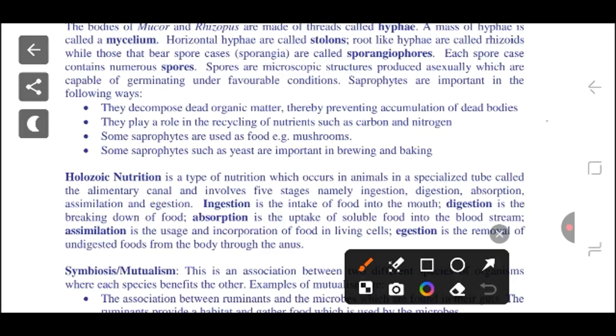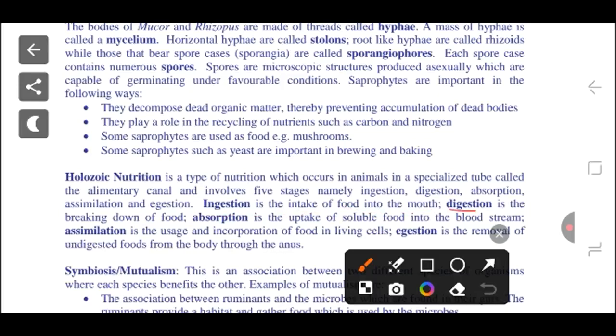and involves five stages, namely ingestion, digestion, absorption, assimilation, and egestion. The first one is ingestion. This is the intake of food into the mouth. Simple. The intake of food into the mouth.